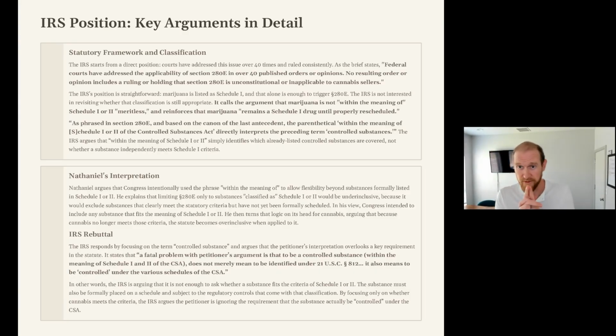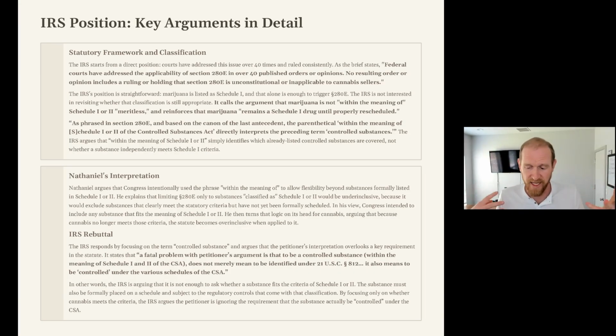The IRS rebuttal: a fatal problem with the petitioner's argument is that to be a controlled substance within the meaning of Schedule 1 and Schedule 2 of the Controlled Substances Act does not merely mean to be identified under 813, the Controlled Substances Act. It also means to be controlled under the various schedules of the CSA. And so I can only think that what they're trying to say is that, well, it wouldn't apply to substances that aren't controlled, because that's what this is about, the Controlled Substances Act, right? So it wouldn't apply to business.